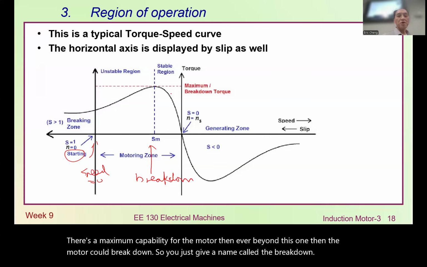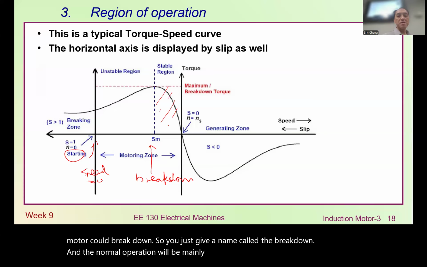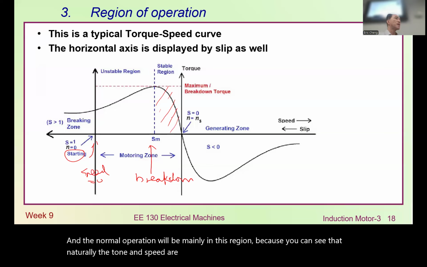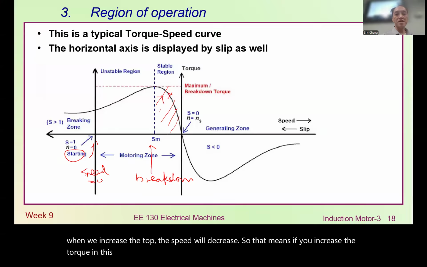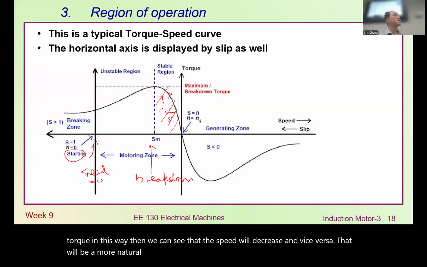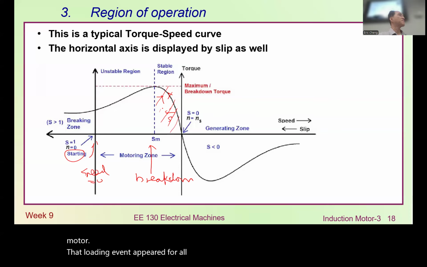And the normal operation will be mainly in this region, because you can see that naturally the torque and speed are more realistic for a natural phenomenon. For instance, when we increase the torque, the speed will decrease. So that means if we increase the torque in this way, then we can see that the speed will decrease, and vice versa. That is a more natural way to understand the loading effect of a motor. That loading effect appears in all systems, like electrical systems or battery systems. We also have such a loading effect anyway.